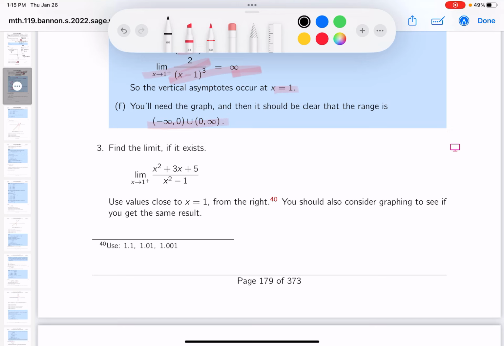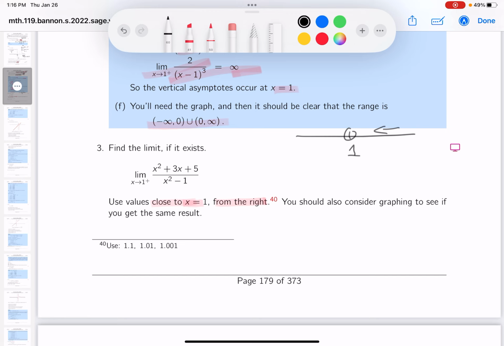Okay, for number 3, it says find the limit if it exists, and it says use values close to 1. Whoops, I mean to do that. Close to 1 from the right. All right, from the right. Now, someone says, I have no idea what that means. If you're to the right of 1 and close to it, this is the number 1, you're on that side of it, and you're close to it.